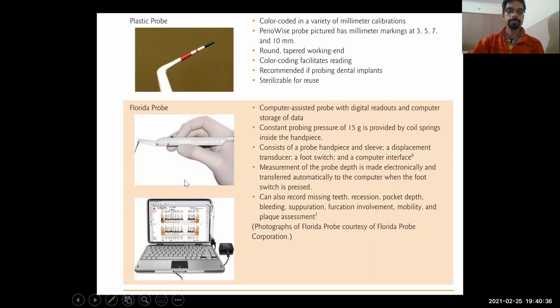Now, this is an example of a computer-assisted probe. It is known as Florida probe. Just a photograph so that you can see what the computer-aided probes look like. But we are not going to discuss it in this chapter.